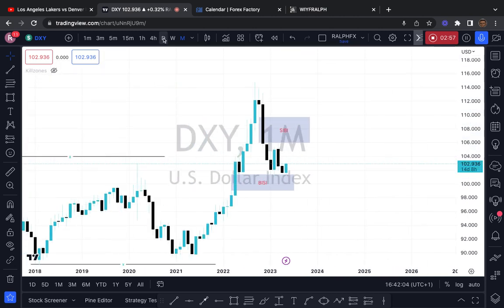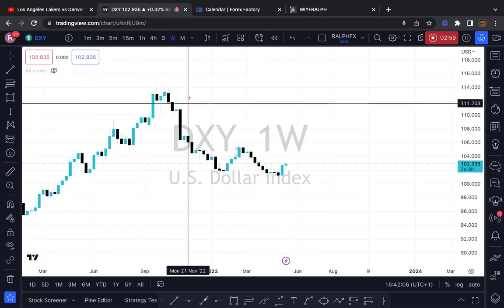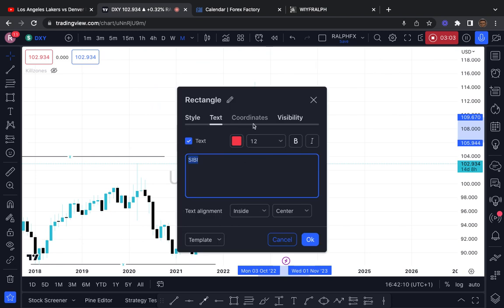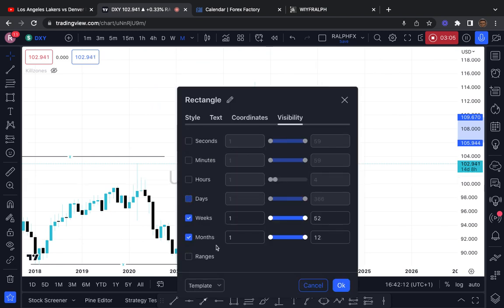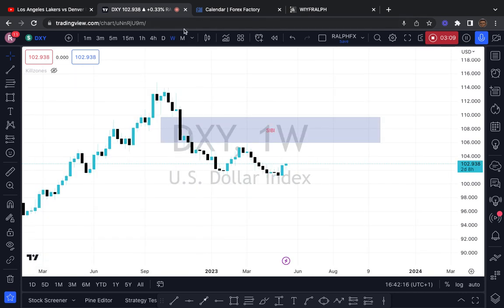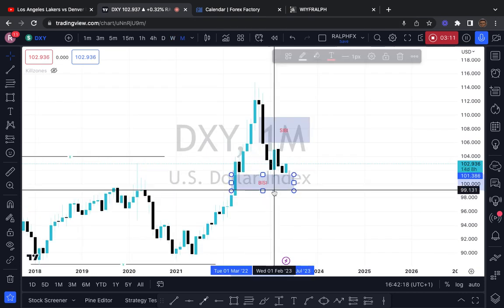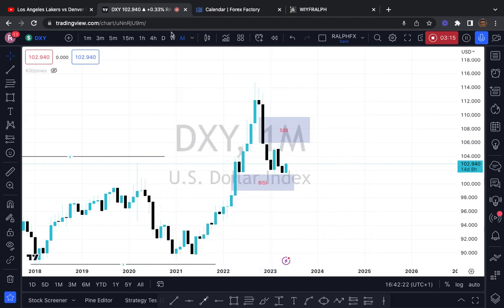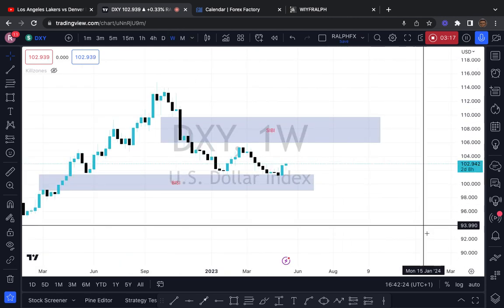So we're going to drop down to the weekly time frame. Let's go back to the monthly and let me refine this CB. I want this CB to be visible on the weekly. And if we drop down to the weekly time frame, I also want this BC candle to be visible on the weekly as well. So let's drop down real quick to the weekly.